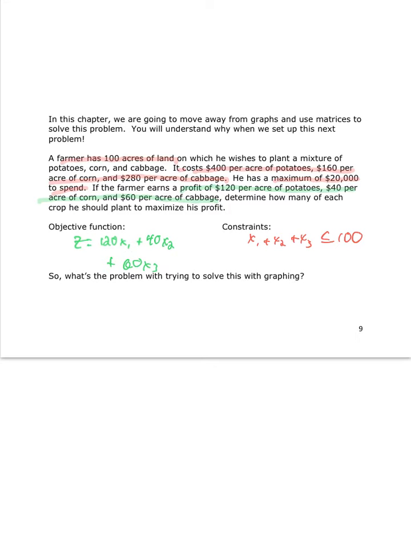Another constraint is going to be 400x1 for the cost of the potatoes, 160x2 for the cost of the corn, and 280x3 for the cost of the cabbage. And all of that has to be less than or equal to $20,000.